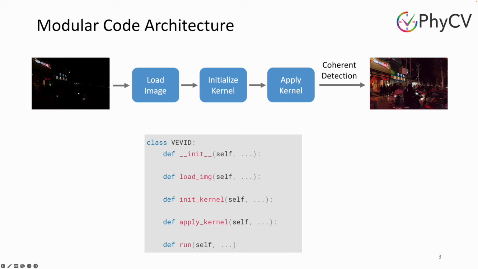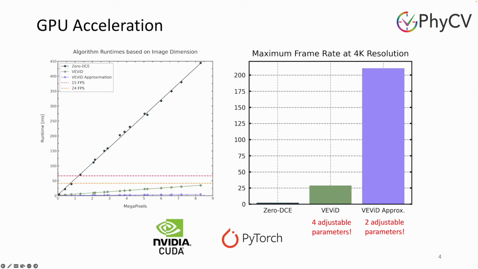This process has three steps in general: loading the image, initializing the kernel, and applying the kernel. In the implementation, each algorithm is represented as a class, and each class has methods that emulate the steps described above. The GPU compatibility significantly accelerates the VEViD algorithms in PhyCV. It is orders of magnitude faster than the state-of-the-art neural network-based low-light enhancement approach called ZeroDCE. Also, it is worth mentioning that the VEViD algorithm has only 4 parameters and the approximated version has only 2 parameters.